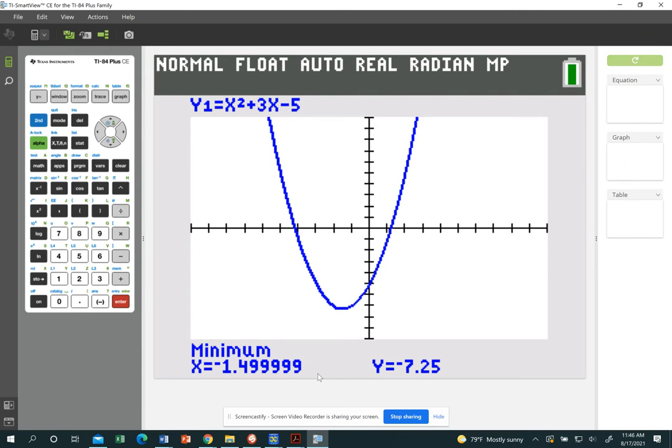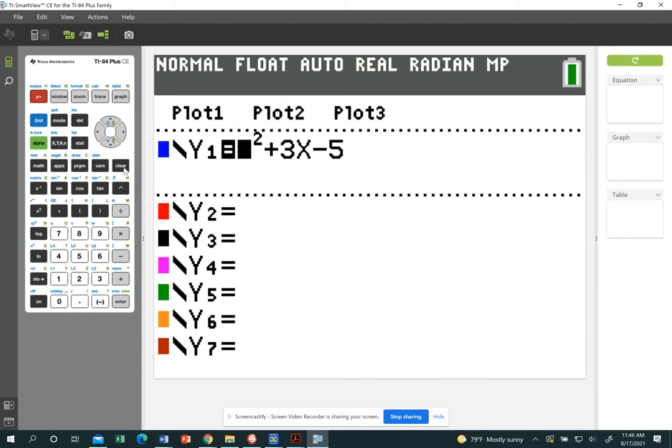Okay, very good. Now, we did a parabola, which is very simple, but we need to look at some rational functions. All right, so that means you have a fractional function.